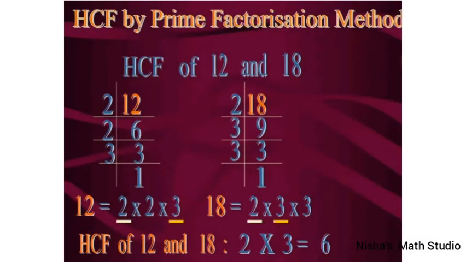Next, we will see how to get the HCF by prime factorization method. In my last video, you already learned what is prime factorization. Here, prime factorization of 12 is 2 into 2 into 3 and that of 18 is 2 into 3 into 3. Just mark the common factors for both. 2 and 3 are the common factors. When we multiply these common factors, whatever is the product we get will be the HCF of those two numbers.